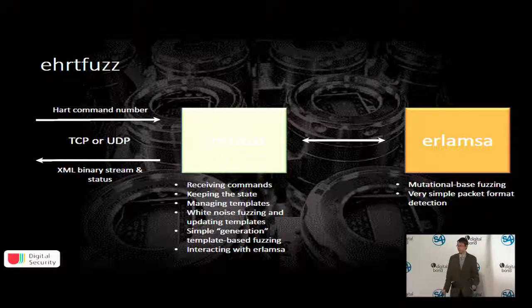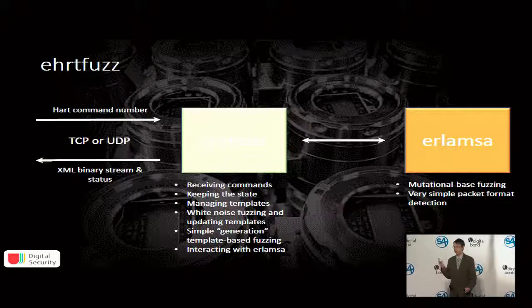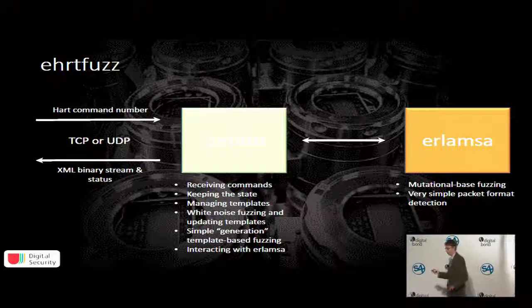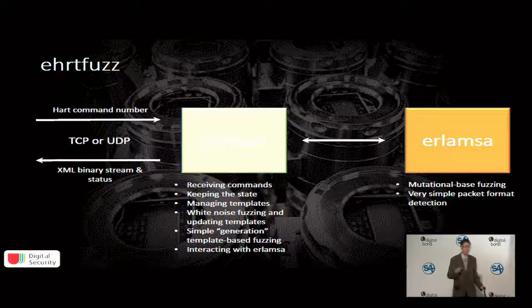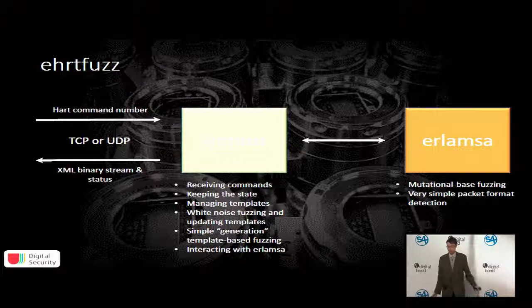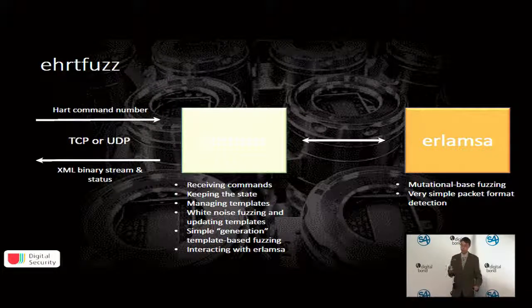So what does the fuzzing structure look like? We have eHART fuzz. It does the template managing. It does the generation-based fuzzing. It manages templates, and it creates new templates. And when we have a template, we can send it to Erlamsa. The eHART fuzz interacts with the comm DTM component over TCP/UDP. It receives the HART command number and returns the XML binary stream and data that can be easily sent to the target device DTM.